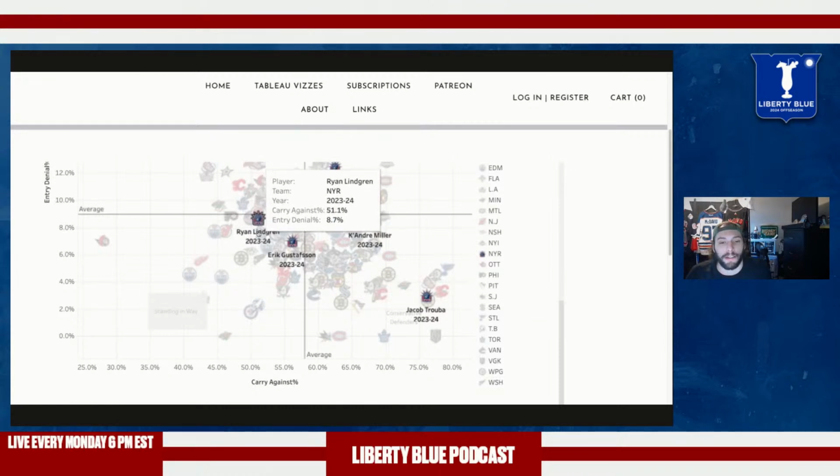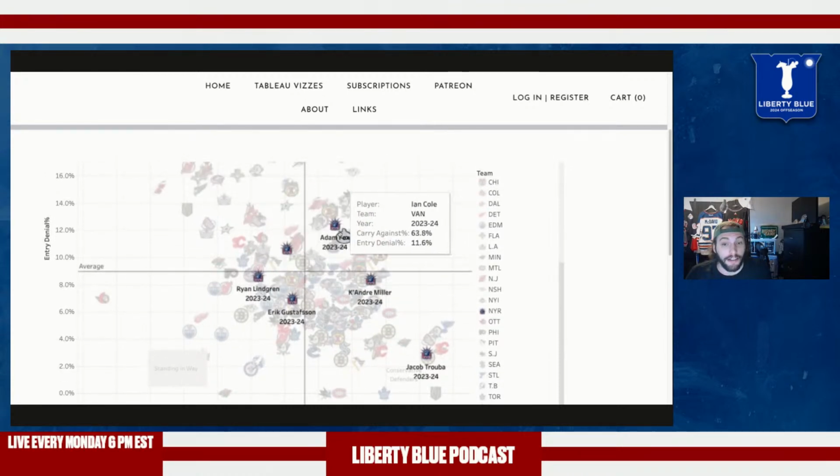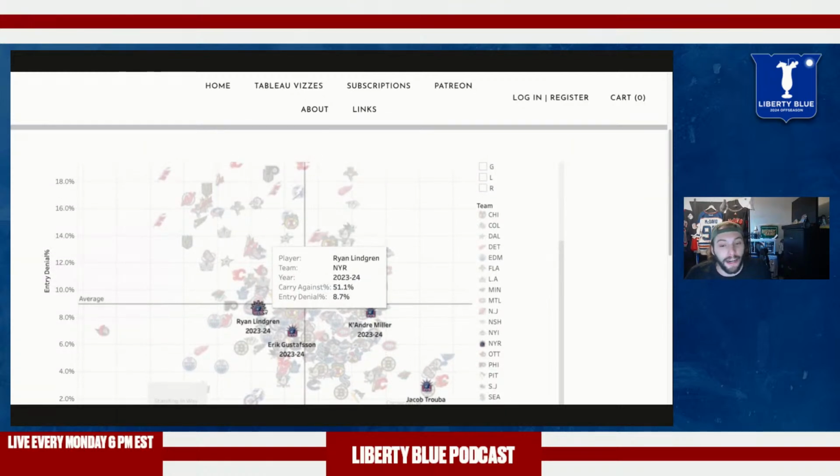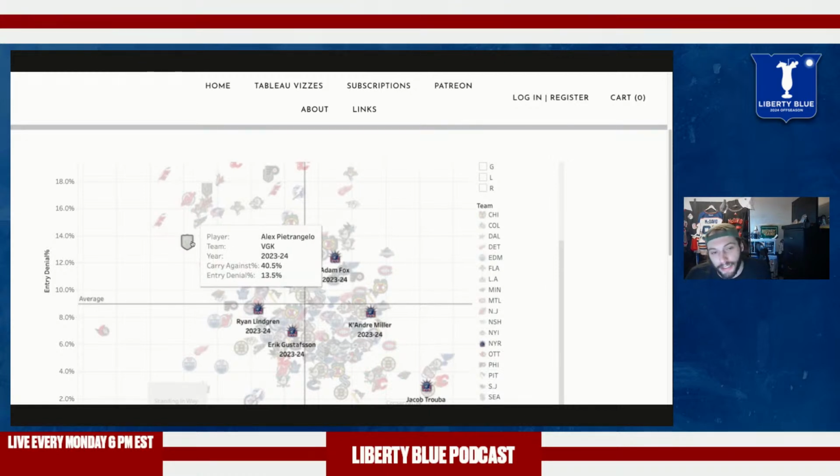Teams aren't going to target Lindgren. They're going to target Fox. Fox is going to make more aggressive plays, and he's going to be able to prevent entries. Lindgren's not. He's not terrible here. He's not that far away from average. If he gets a couple more denials, he's up here with Doughty and Mikula and Zadorov and Miro Heiskanen and Josh Manson and Pietrangelo. Lindgren's in a good class of guys here.